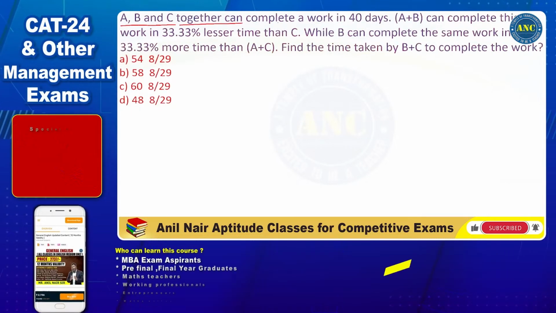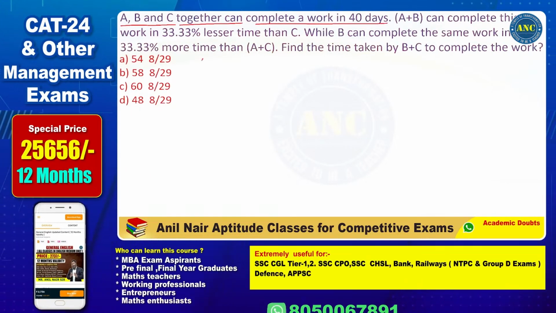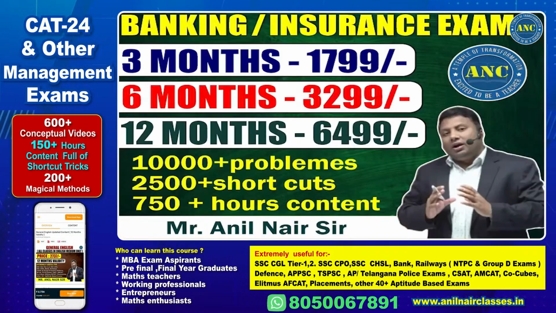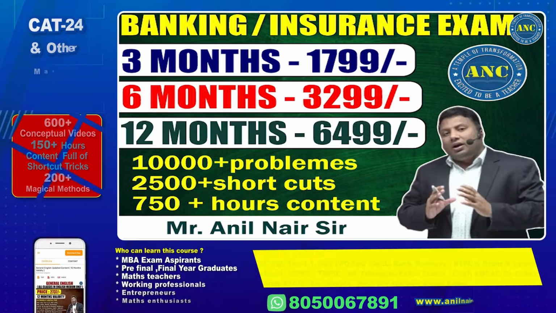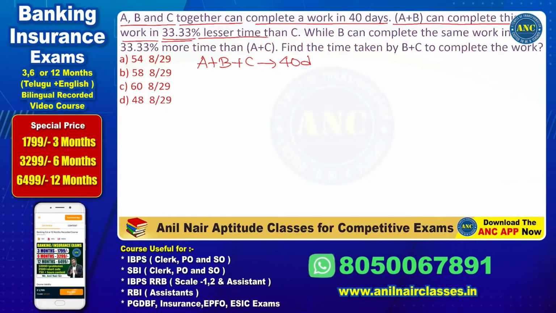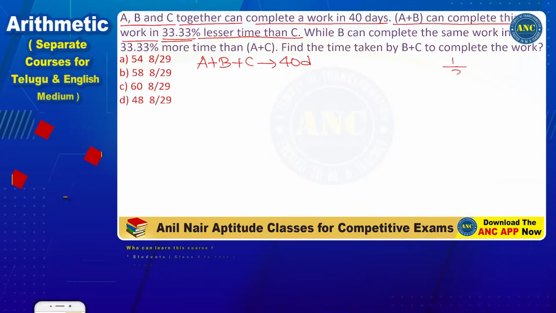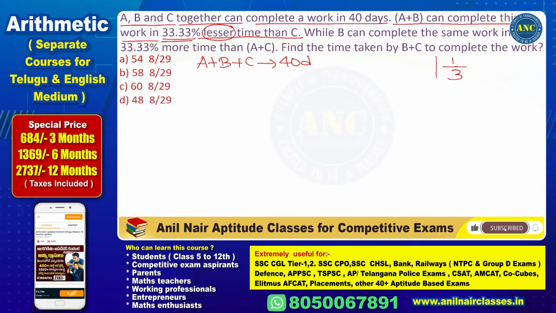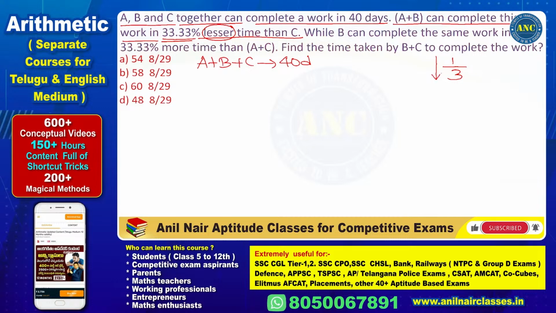A, B and C together can complete a work in 40 days. Okay, let us write statement by statement. A plus B plus C is given in the question as 40 days. A and B can complete this work in 33.33 percentage lesser than C. Now 33.33 percentage is 1 by 3. Lesser is nothing but decrease.